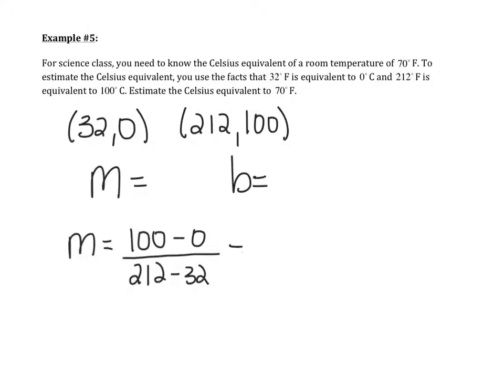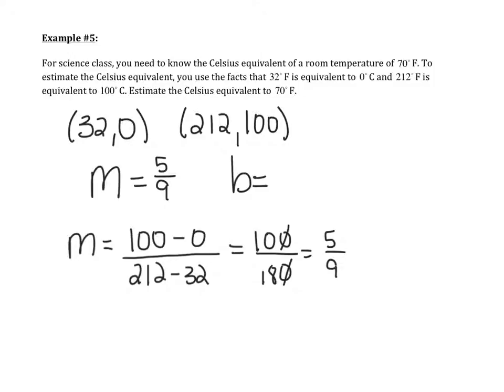100 minus 0 is 100, and 212 minus 32 is 180. So from the get-go, to simplify this, both of those have a 0, so I know it's at least 10 over 18. And if you look at 10 over 18, both of those can be divisible by 2. So 10 divided by 2 is 5, and 18 divided by 2 is 9. So I know my slope is 5 over 9.